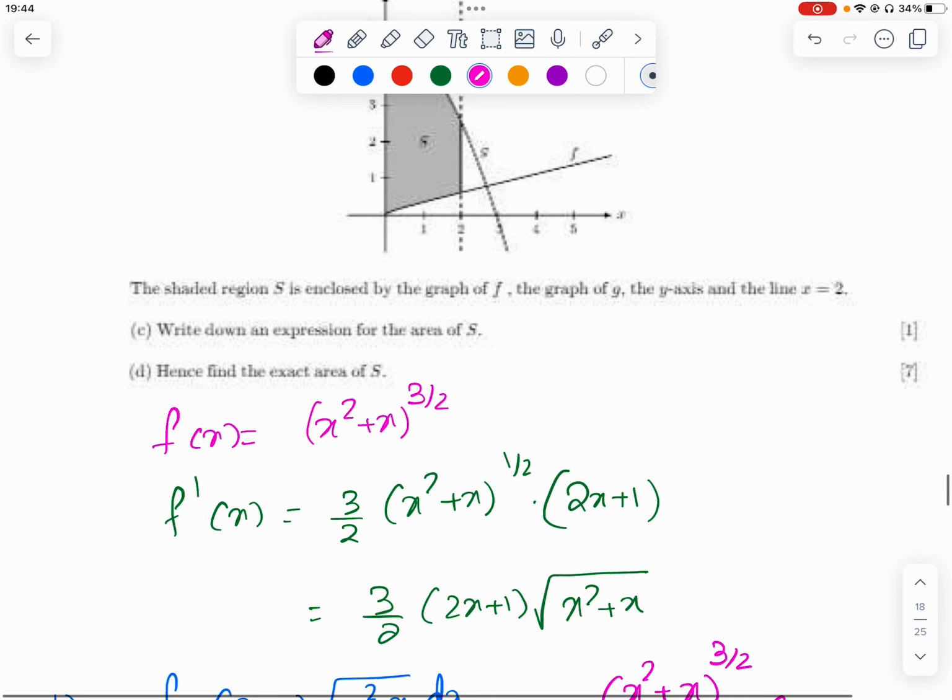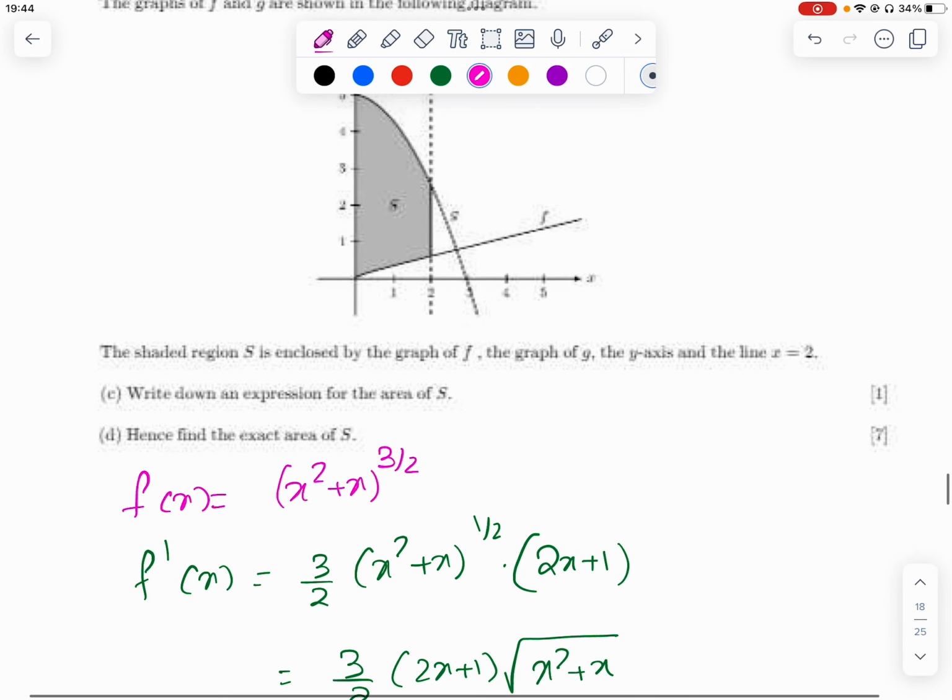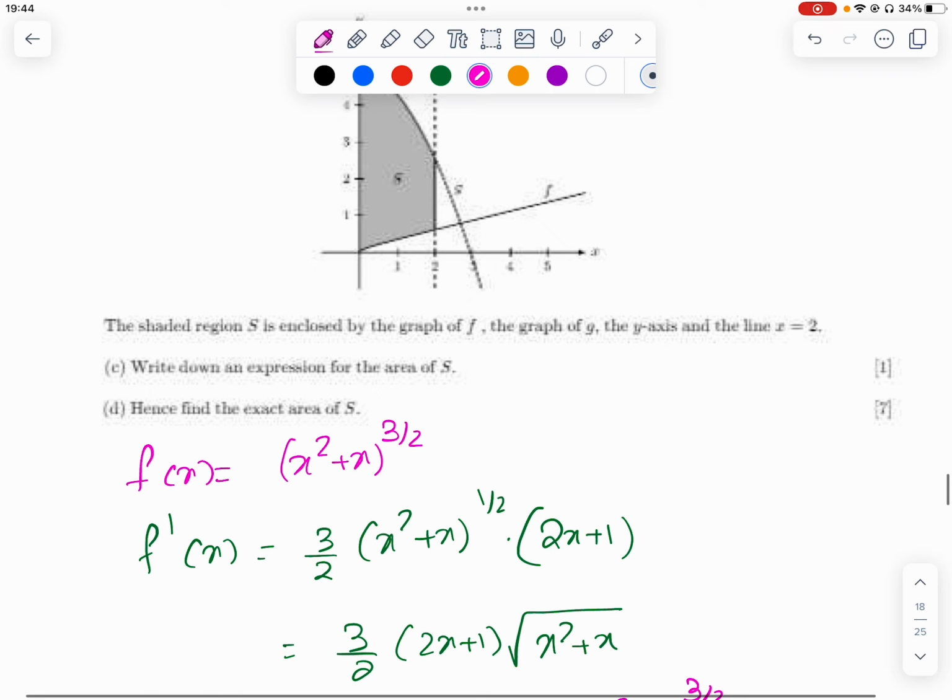Next, coming to part C, write down the expression for area of S. So area of S is nothing but what?